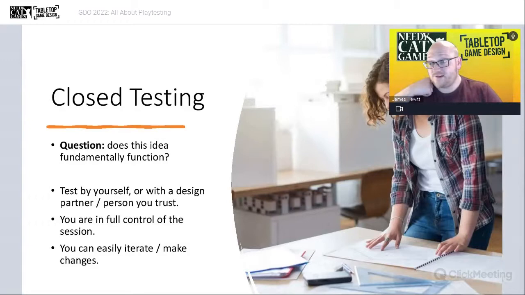And that's why closed testing is important, because it's a safe environment for you to play around. It's like a sandbox. So you're testing by yourself or with a design partner or a person that you trust. So it could be you've got a partner, you've got another designer that you know that you want to work with, but you're just trying your ideas out in that kind of safe environment. You are in full control. If you want to make changes halfway through, you can totally do that.